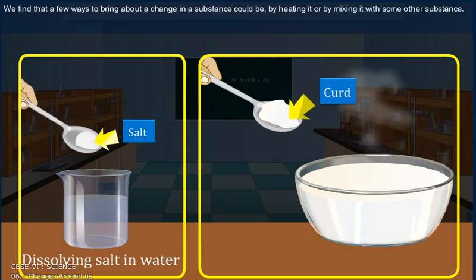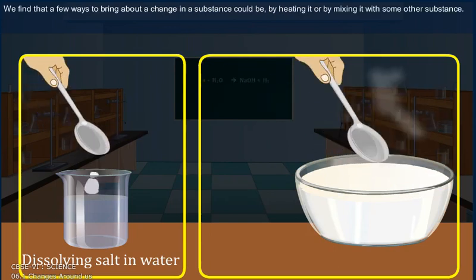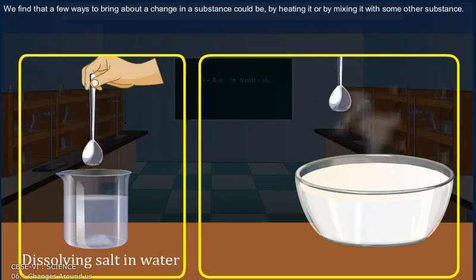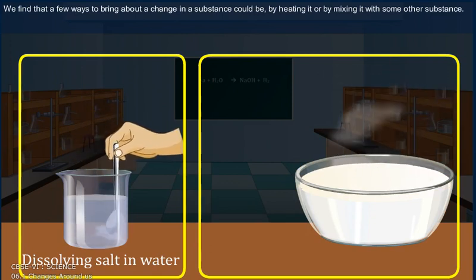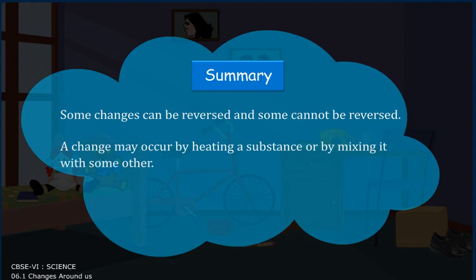We find that a few ways to bring about a change in a substance could be by heating it or by mixing it with some other substance. Summary. Some changes can be reversed and some cannot be reversed. A change may occur by heating a substance or by mixing it with some other.